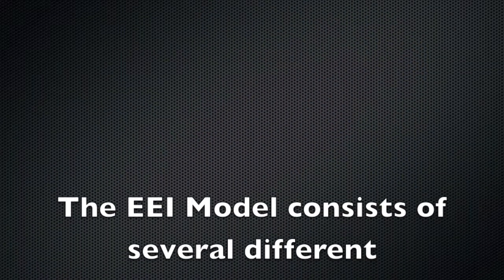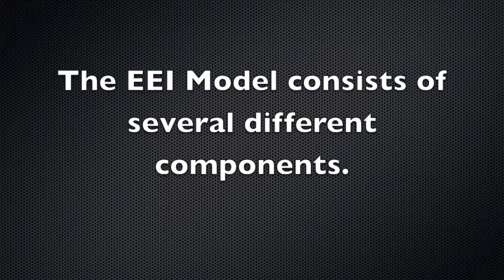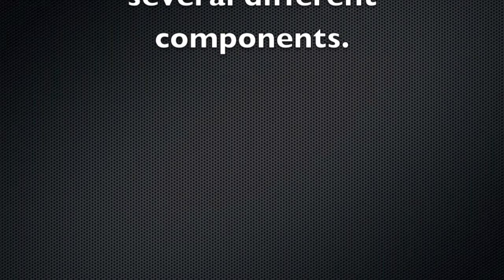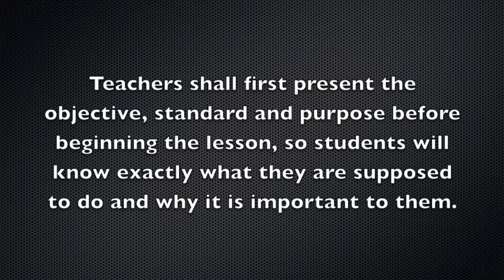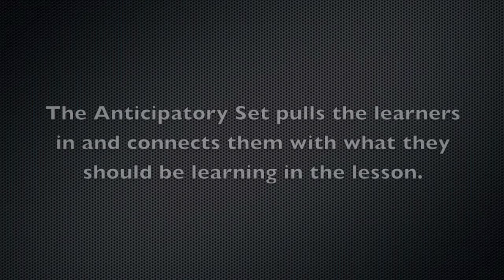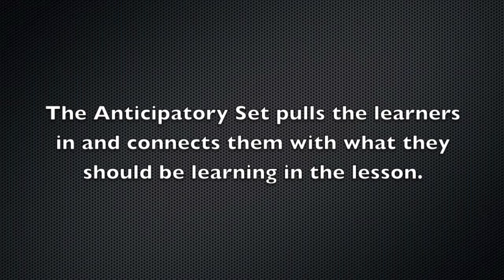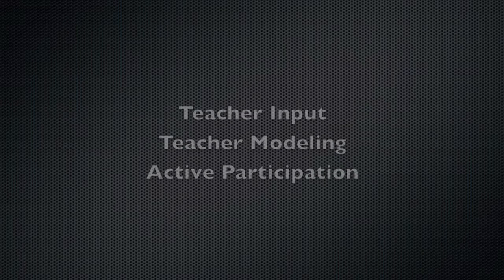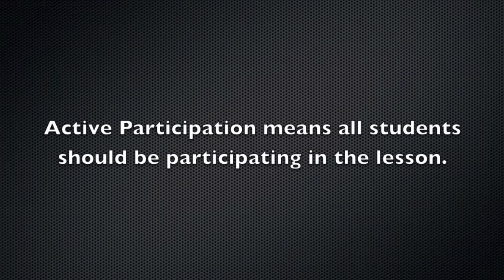EEI consists of several critical components to create an effective and well-rounded lesson. Think of it as if it were a perfectly organized essay from beginning to end. When following the EEI format, you will start by presenting the objective, standard, and purpose, so students will know exactly what they are expected to do and why they are doing it. Then you will begin the lesson with the anticipatory set, which pulls the learners in and connects them with what they should be learning. From there comes the meat of the lesson, teacher input and modeling, complemented by the students actively participating, all of them.